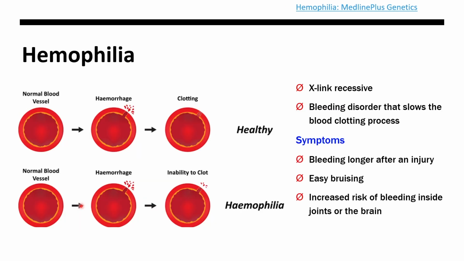Hemophilia is an X-linked recessive disorder. In this disease, the blood will not easily clot. So you will bleed a lot, and this is a dangerous situation because if you start bleeding outside, you can patch it, but what happens if you start bleeding inside? You don't know, and it cannot be stopped easily. That is why it's very dangerous.